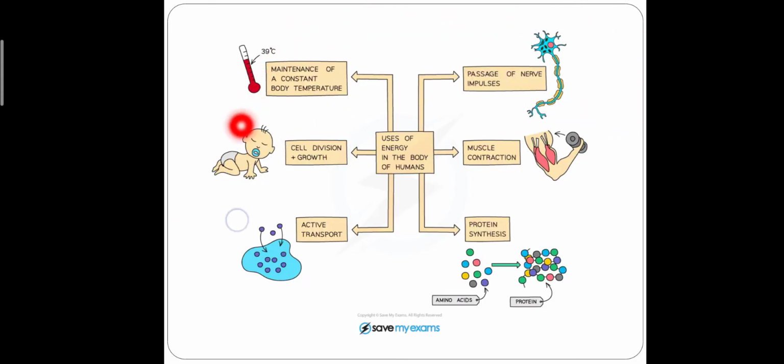This diagram is also showing these energy consuming processes, the use of energy in the human body. Energy is used in the passage of nerve impulses. Muscle contraction is also an energy consuming process. Protein synthesis from amino acids is also energy consuming. Similarly, active transport, cell division and growth, and the maintenance of a constant body temperature. All of these are energy consuming processes in the cells.